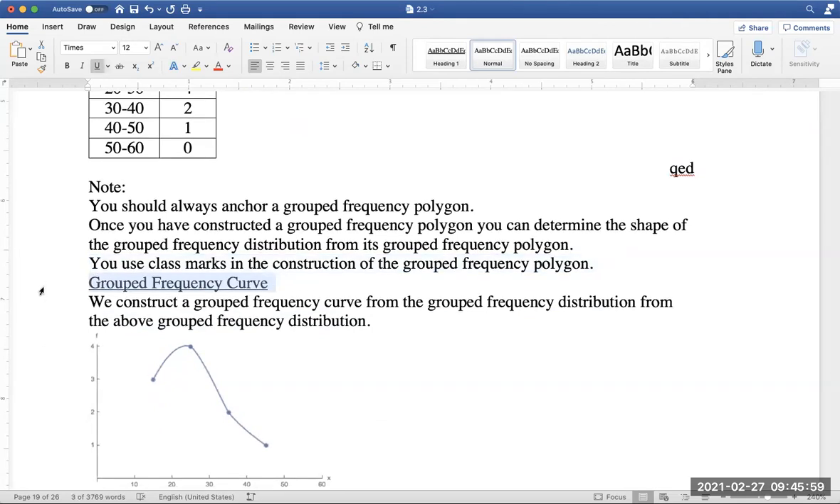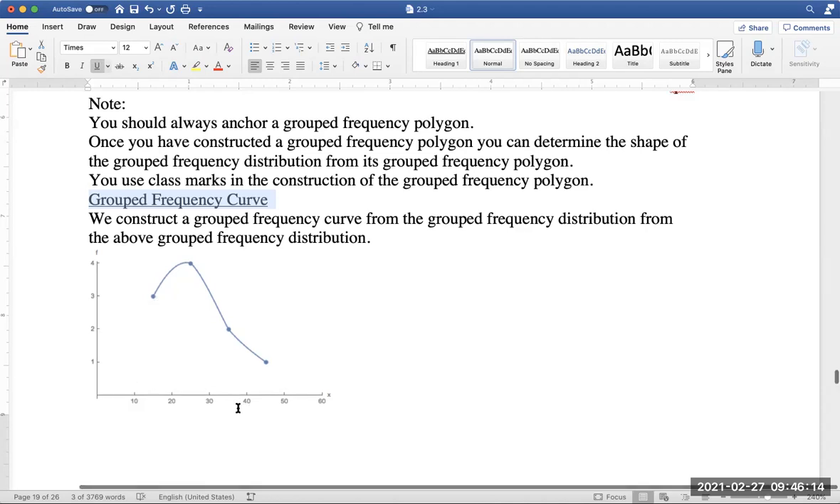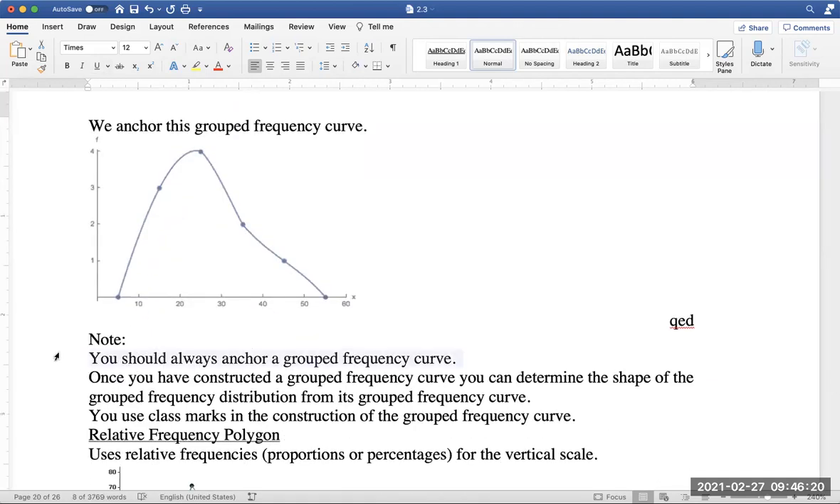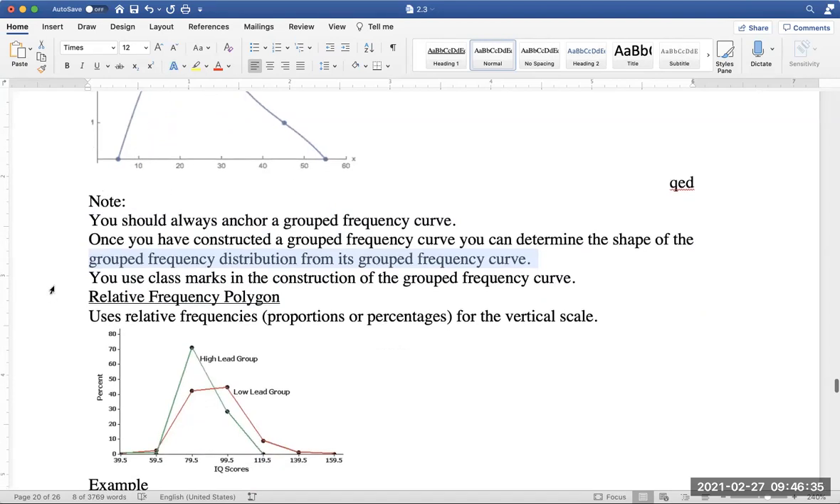For a group frequency curve, again, you'll have the dots placed at the class marks, just like before. The only difference is that instead of straight lines, you'll have a nice smooth curve. And again, you'll anchor. So you should always anchor a group frequency curve. Once you've constructed a group frequency curve, you can determine the shape of your distribution from this group frequency curve. You should always use class marks in the construction of group frequency curves.